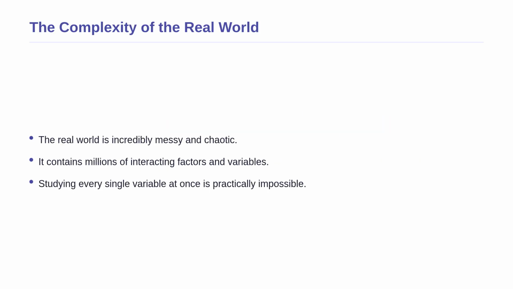To begin our journey, we must first acknowledge a fundamental problem. The real world is incredibly messy. Whether you are observing animal behavior in a forest or measuring physiological changes in a lab, you are looking at a system filled with millions of interacting factors. If you try to study every single variable at the exact same time, you will quickly become overwhelmed by the sheer chaos of the data. This complexity makes it practically impossible to understand how specific things relate to one another without a strategy to simplify what we are looking at.